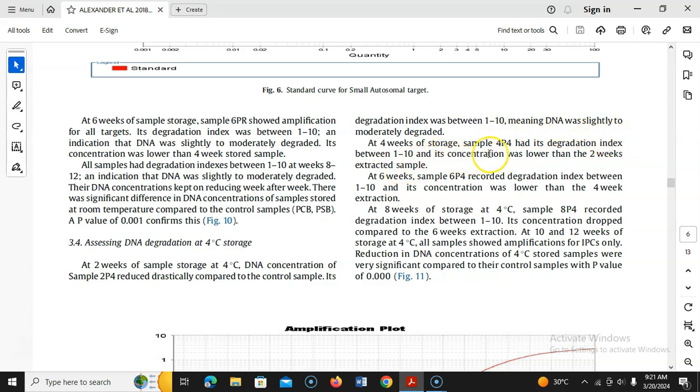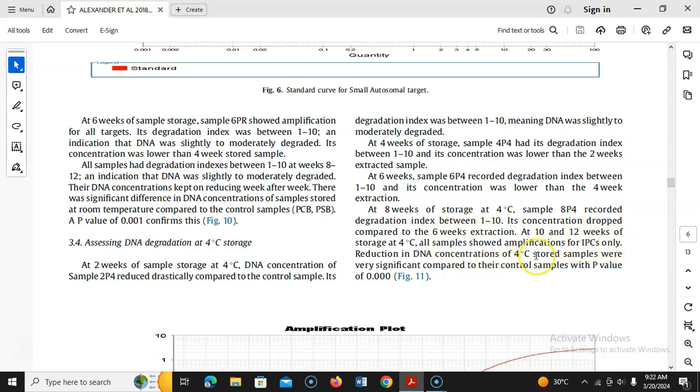At 4 weeks of storage, sample 4P4 had its degradation index between 1 to 10, and its concentration was lower than the 2-week extracted sample. At 6 weeks, the sample recorded degradation index between 1 to 10, and its concentration was lower than the 4-week extraction or 4 weeks storage. At 8 weeks of storage at 4 degrees Celsius, the sample recorded degradation index between 1 to 10. Its concentration dropped compared to the 6-week extraction.